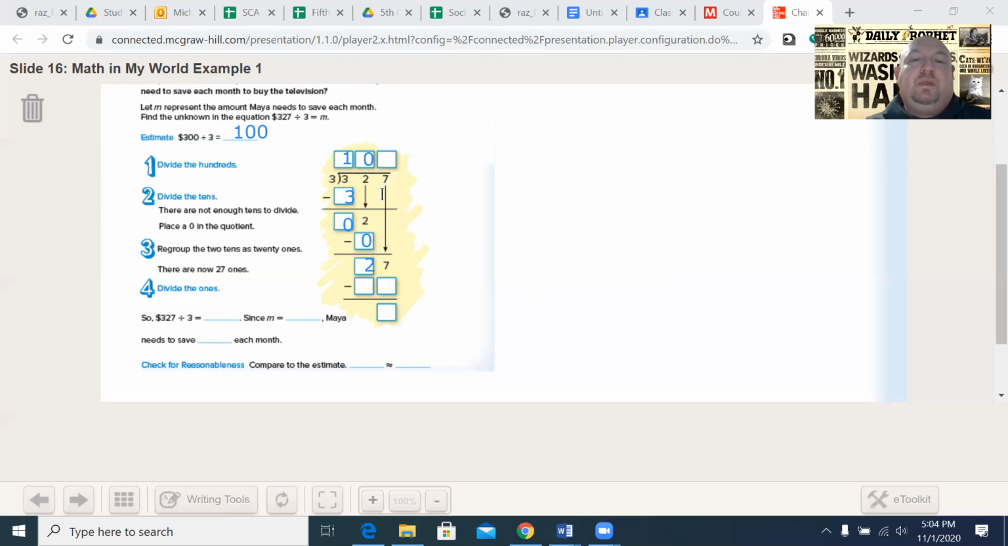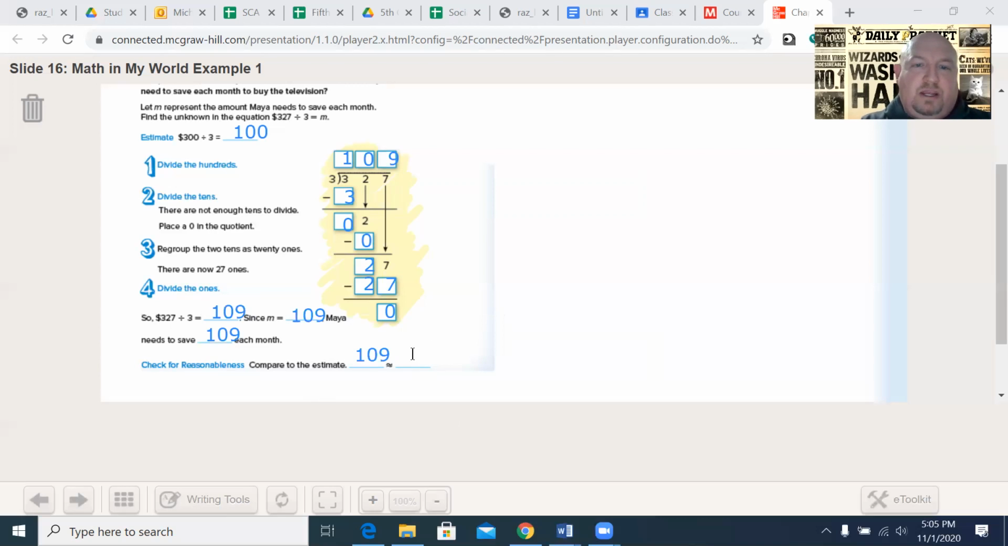I have 27. How many times does 3 go into 27? If you recall, 9 times 3 is 27. So I'll put a 9 there. I'll put in the 27. And 27 minus 27 is 0. So there we go. So 327 divided by 3 is 109. Since M equals 109, she needs to save $109 each month.